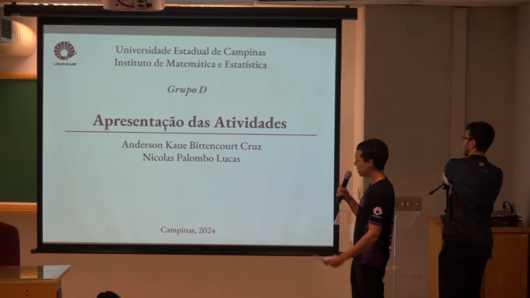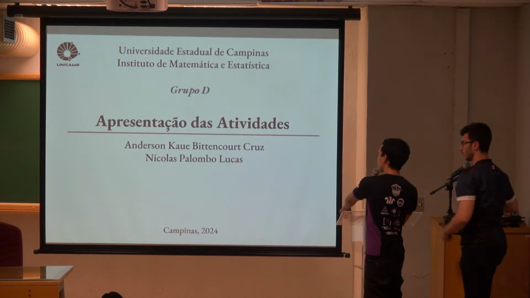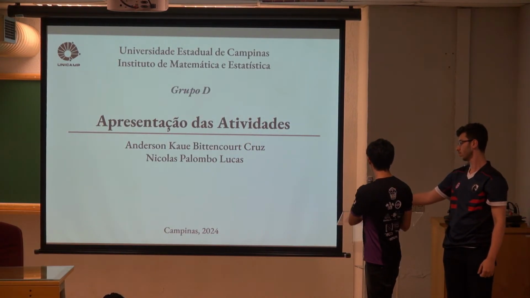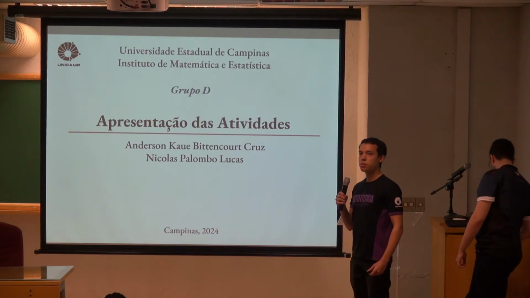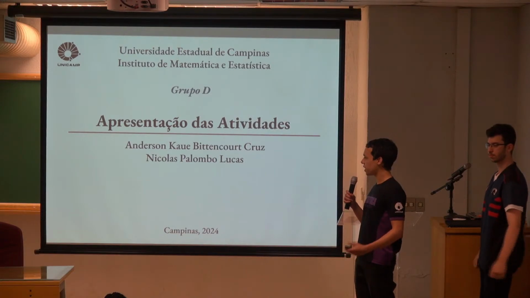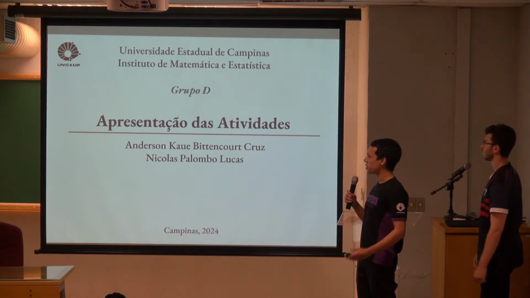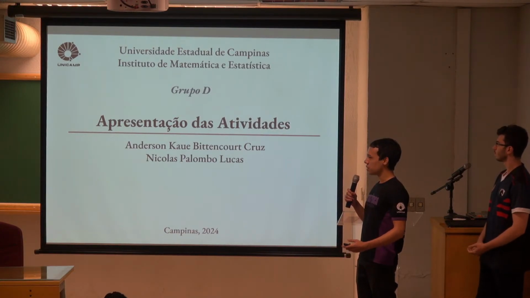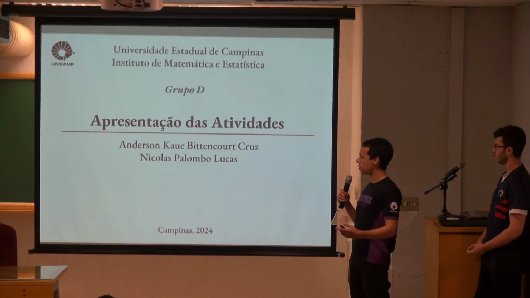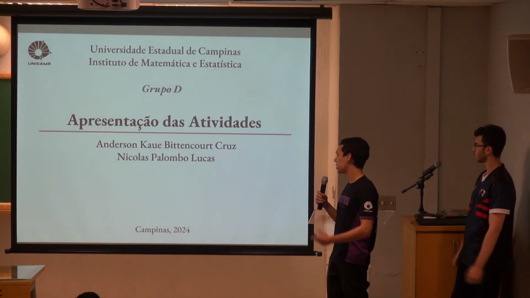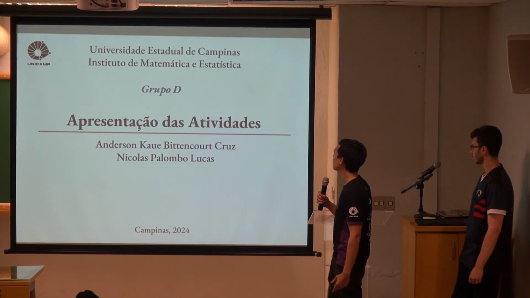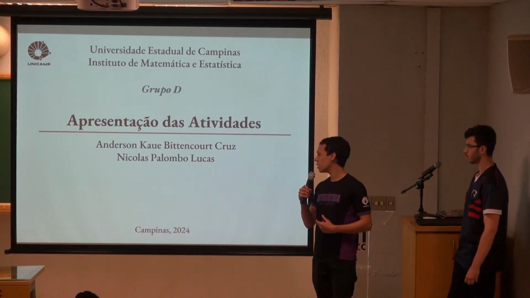Today we are presenting a work that we did in this workshop in which we use 12 supervised machine learning classification models to predict whether the person has severe malaria or not severe malaria based on predictors like age and other things. I'm Anderson.